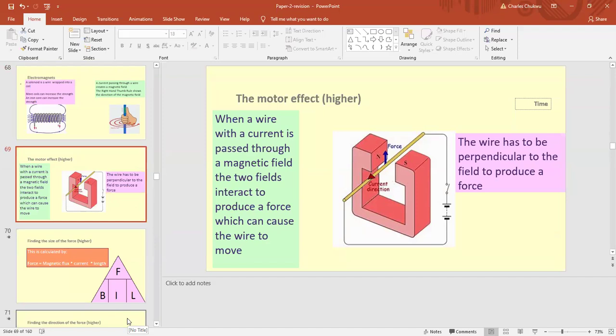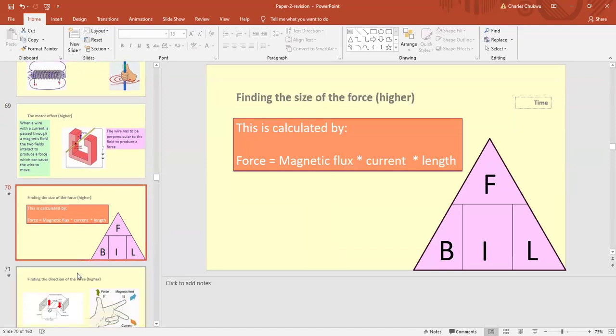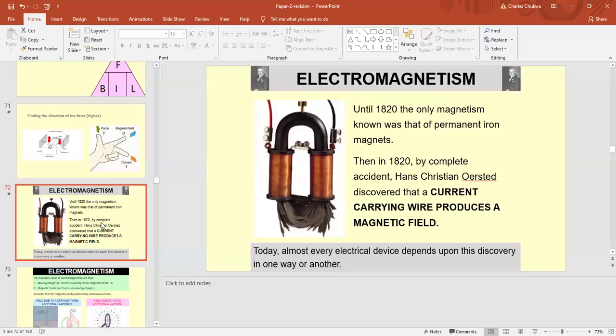Okay. So motor effect. Okay, let's see. Oh, this is higher, sorry. Skipping it. I mentioned that this is the principle on which the fan works, but it's a higher topic, so we're skipping it. Wow. All these guys are higher. Interesting.